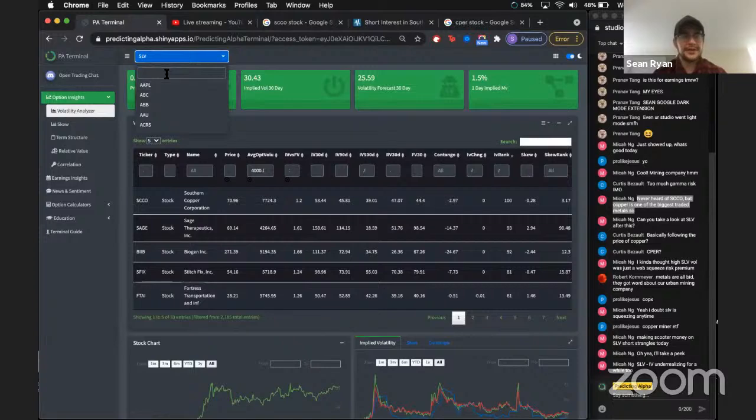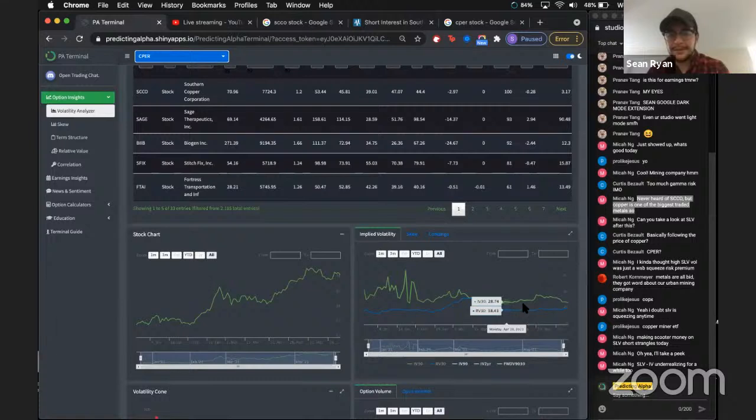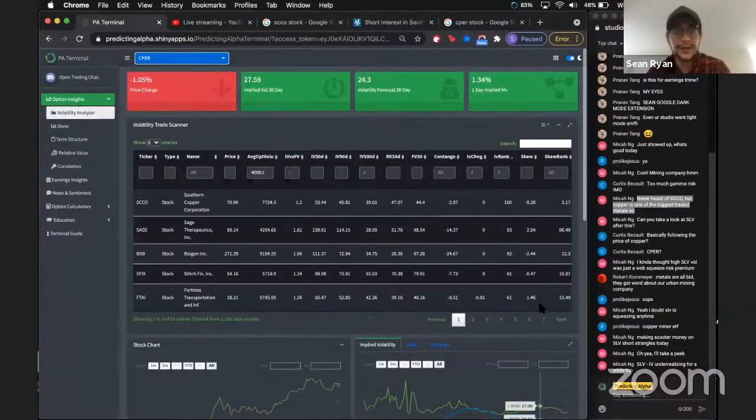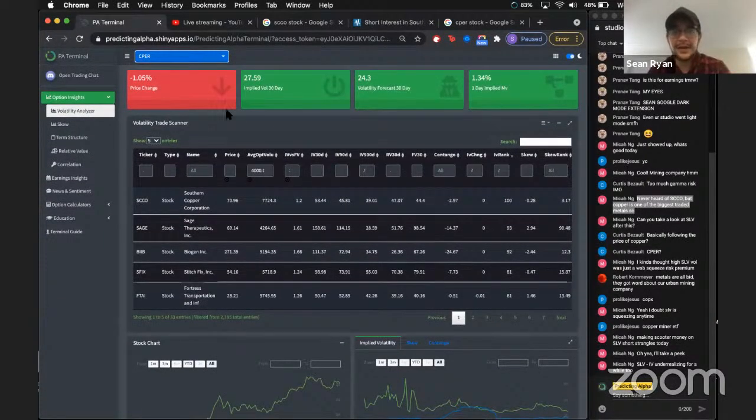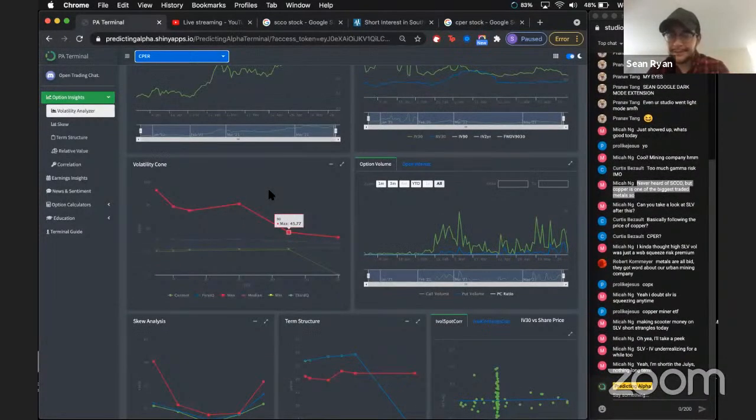If we look at other metals, can you guys tell me one for gold? If we look at CPER, do we see something similar? We see something very similar here. In fact, this one might be almost a better play. It looks like we have a similar level of implied volatility with a lot less realized vol here on CPER. So this might be the play.